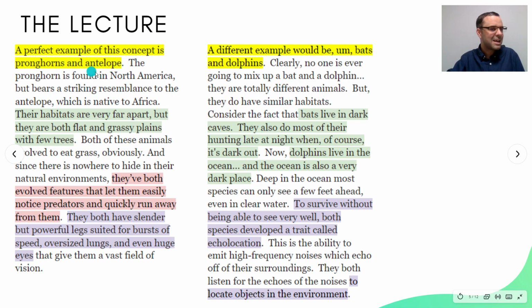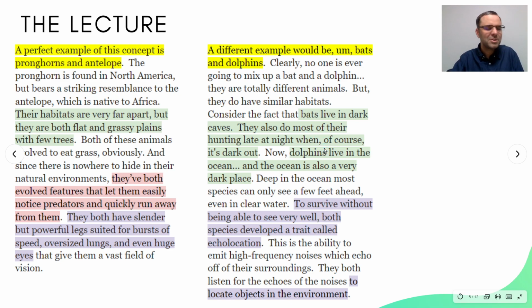At the beginning of the example, the speaker tells you what he's going to talk about. So he specifically mentions pronghorns and antelope, and then he gives you all the details about them. Now, in this case, I noticed 3 main and separate details. There's one about their habitats, there's one about the features, and then he talks about the legs and the lungs. So these are 3 fairly discrete, fairly distinct details. Over here, I found like 2 main details.